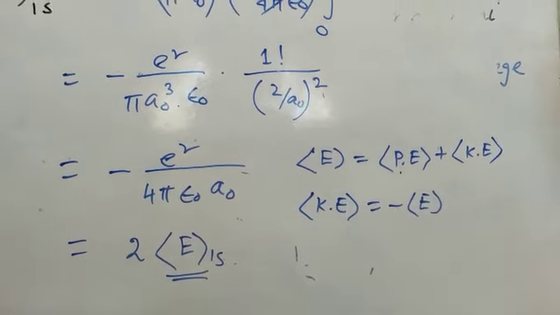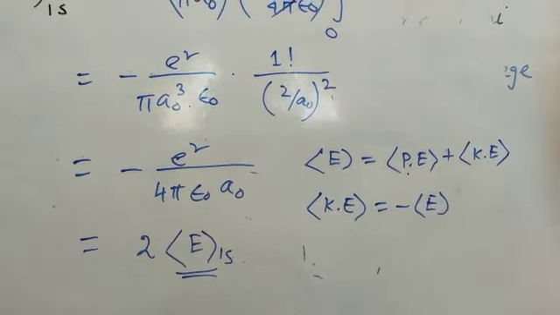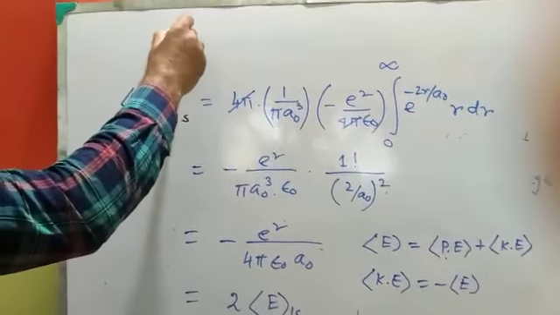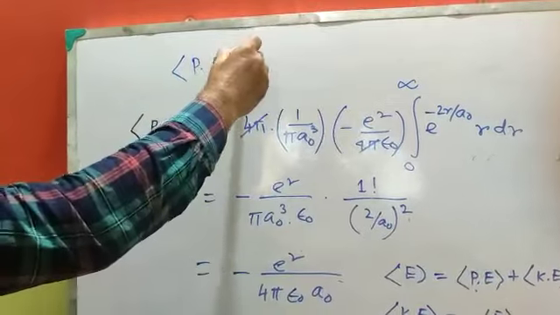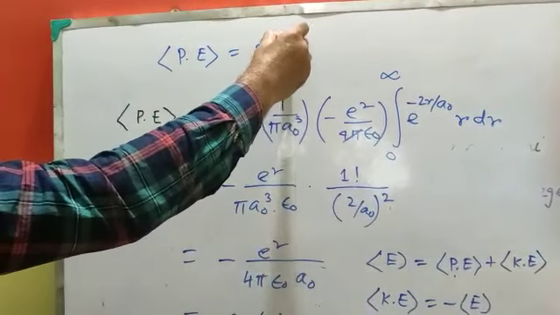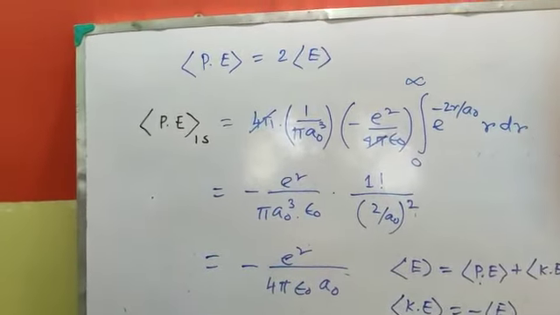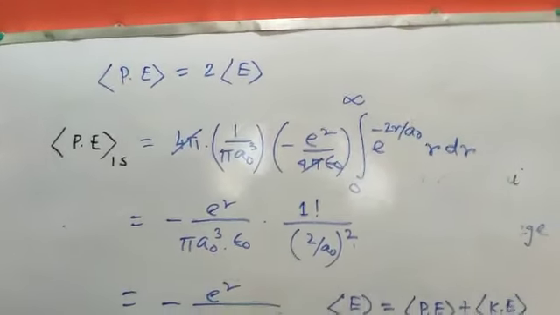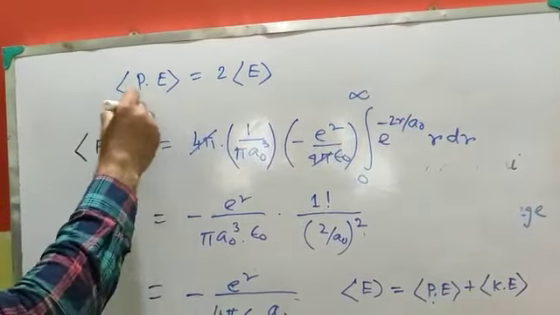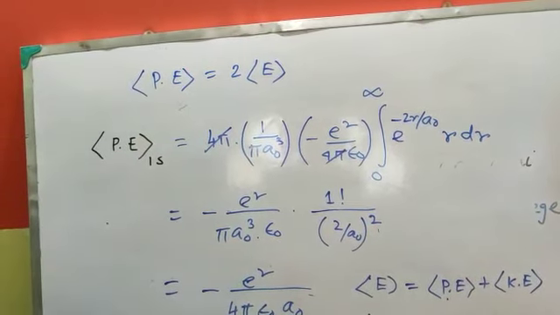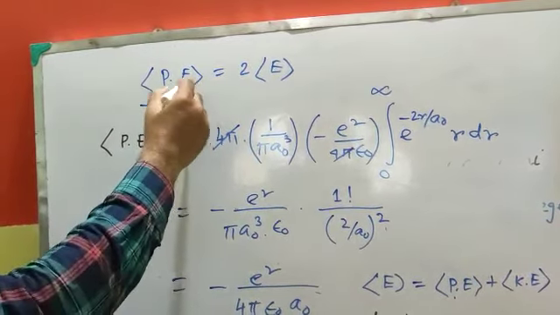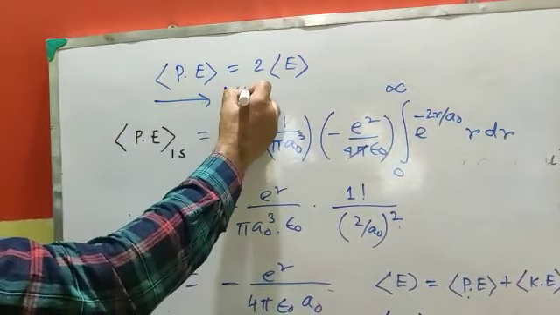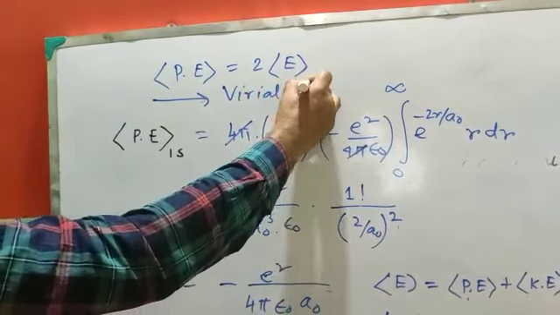So this is an interesting aspect. For the hydrogen atom ground state, we got that the average potential energy is twice the average total energy, and this is popularly known as the virial theorem. This equation, that potential energy is twice the total energy, is named the virial theorem in quantum chemistry.